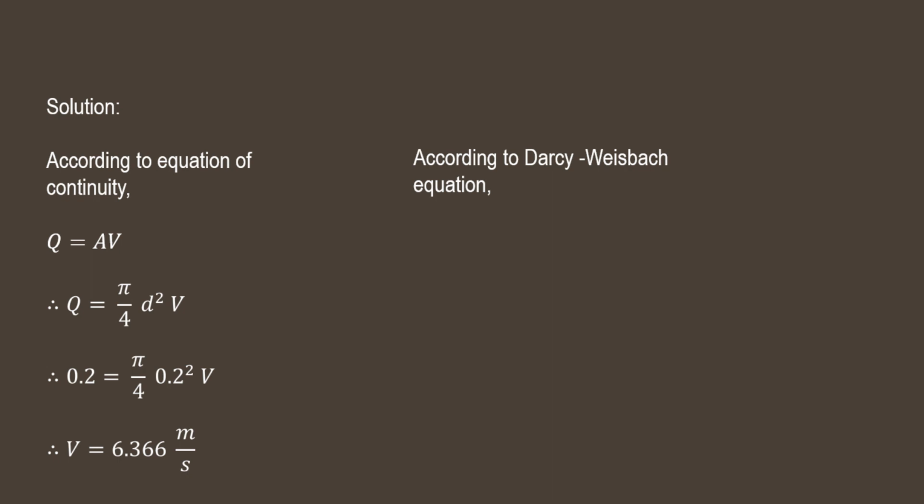Now according to the Darcy-Weisbach equation, HF is equal to FLV square upon 2GD. So when friction factor is given, we have to use capital FLV square upon 2GD, and when friction coefficient is given, then we have to use HF is equal to 4FLV square upon 2GD.